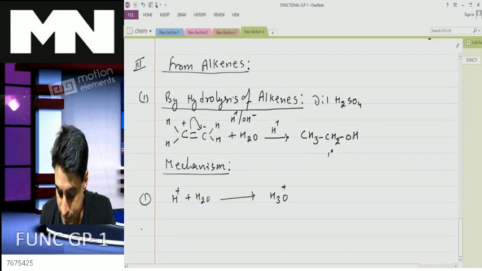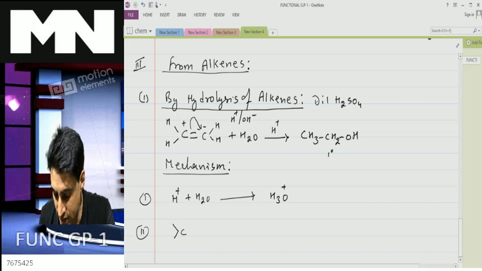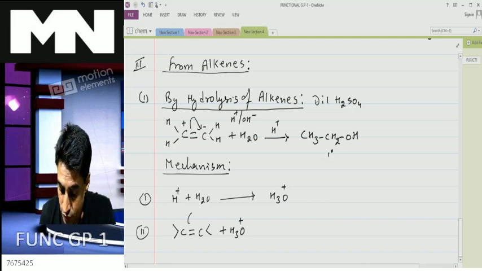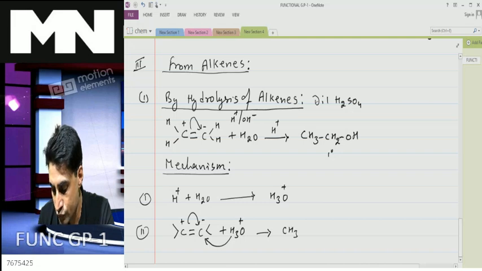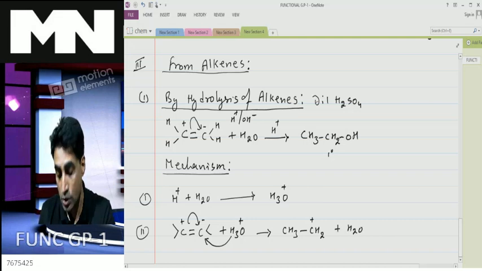In the second step, CH2 double bond CH2 plus H3O positive. The pi electrons will move toward one of the atoms, that will become negative, another one will become positive. The H positive from H3O positive will attack the negative one. When it attacks the negative one, it will form CH3. So you will get CH3CH2 positive along with water. H3O positive has donated a proton to the carbanion and itself has been converted to water.